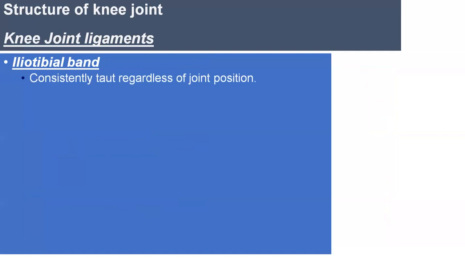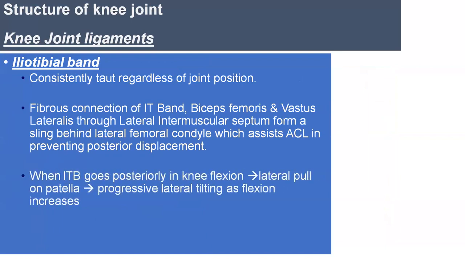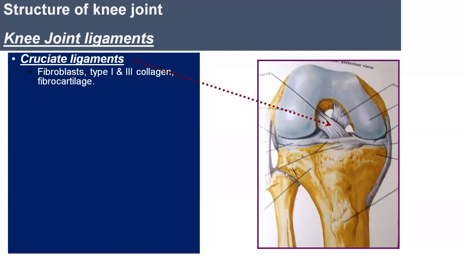So the iliotibial band is consistently taut regardless of joint position. Fibrous connections between the IT band, biceps femoris and vastus lateralis through the lateral intermuscular septum form a sling behind the lateral femoral condyle, which assists the ACL in preventing posterior displacement. When the IT band goes posteriorly in knee flexion, there is a lateral pull on the patella and it causes progressive lateral tilting as the flexion increases.